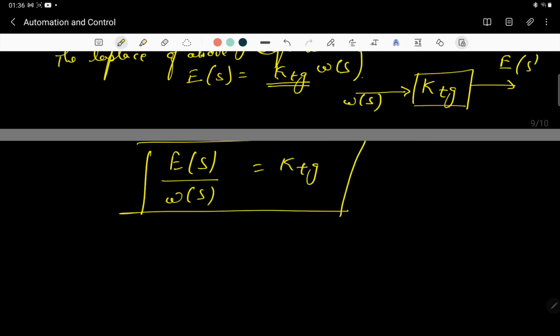So this is about the AC tachogenerator. In this lecture we have discussed the tachogenerator, both the DC tachogenerator and the AC tachogenerator.